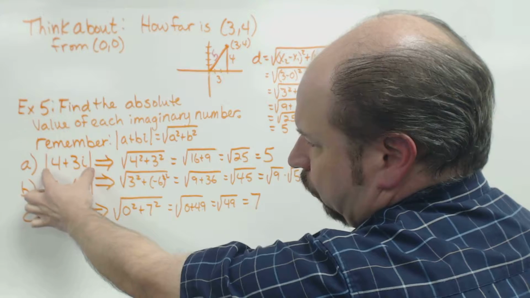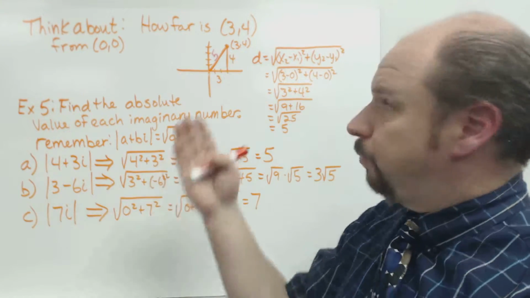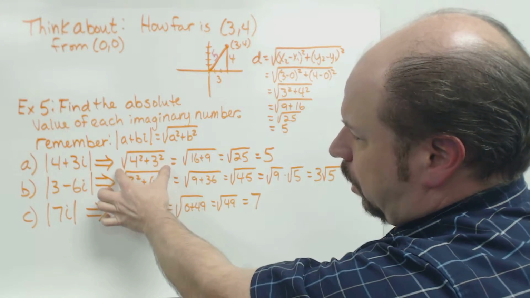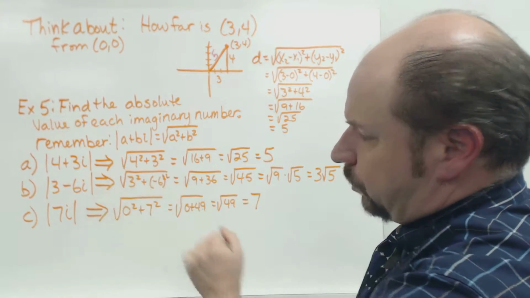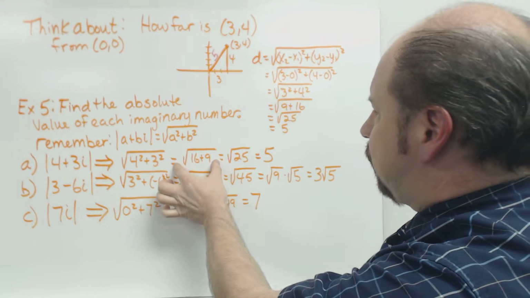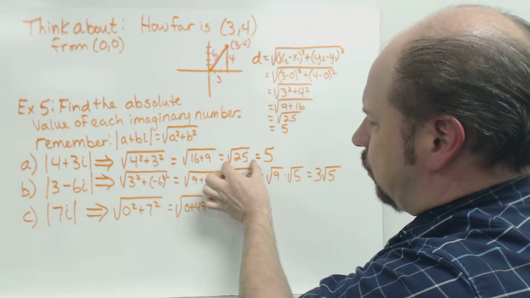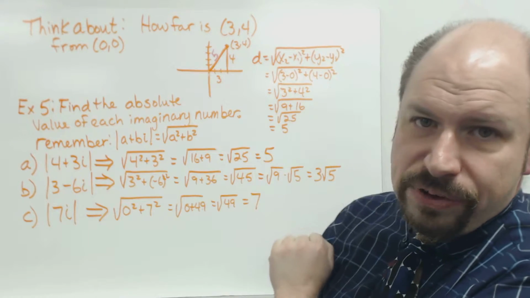Okay, so the absolute value of 4 plus 3i. Well, those numbers look familiar. They're from the last example. But just to illustrate, it's the square root of 4 squared plus 3 squared, which is 16 plus 9. So the square root of 25 is just 5.